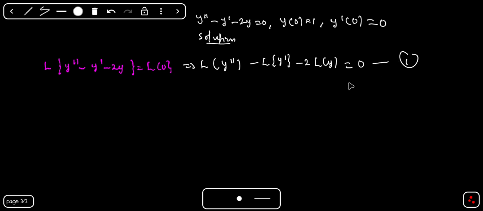Now, what I'm going to do next is find the Laplace transform of y'' and the Laplace transform of y'. So finding the Laplace transform of y'', that's the next target. Then how do we find the Laplace transform of y''?